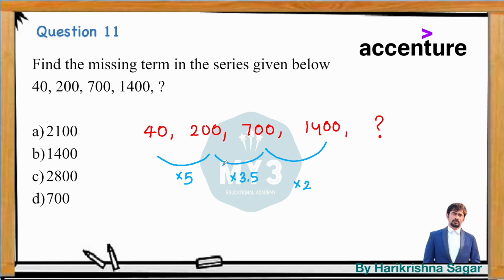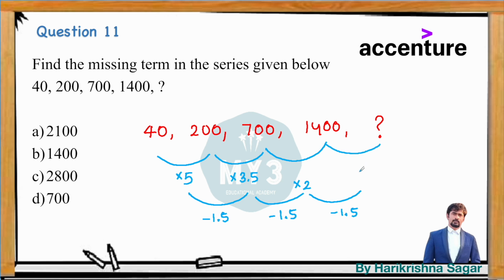But after looking at these terms, I understand. So what is the reason? Previously we have a common multiplication factor 2.5 into 2.5 into 2.5 like that. But here this number is not that. So this multiplication factor is having one logic. What is that logic? 5 becomes 3.5, that means minus 1.5. And 3.5 becomes 2, that means here also it is minus 1.5. And 2 will become 2 minus 1.5, which will be 0.5.